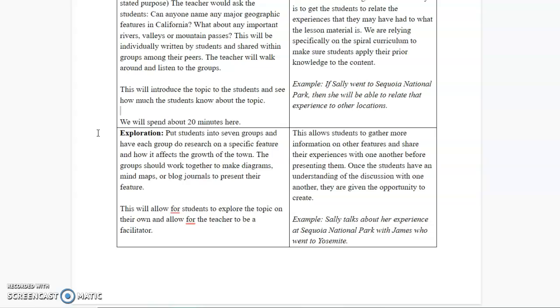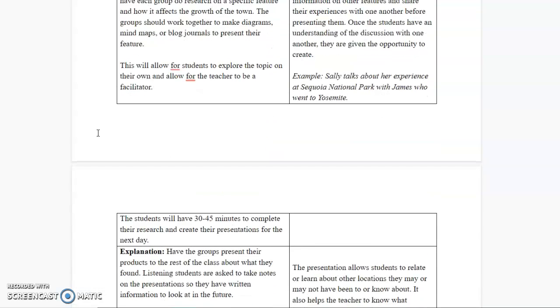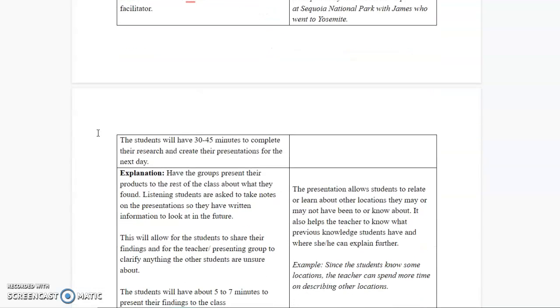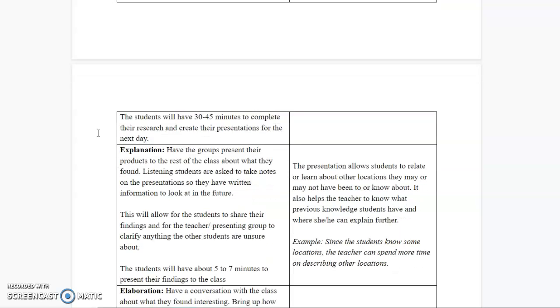So the students have to explore one specific feature, and then the teacher can be a facilitator and help as much as they need, but they're supposed to be mostly on their own. They're going to have about 30 to 45 minutes. It's all going to be in class to create their presentations.